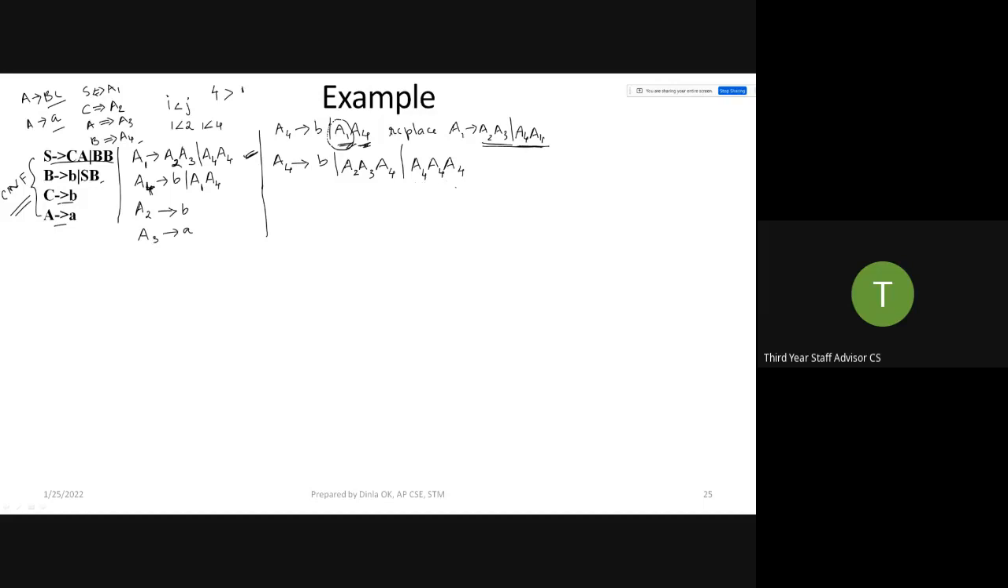Is it clear? Any doubt? Is it okay? Vaishnavi, Anupama?